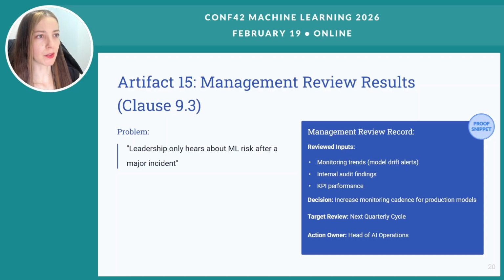Top management carries responsibility for ensuring the AIMS achieves its intended outcomes, which means understanding trends like drift incidents, recurring findings, or performance changes, and deciding what needs to adapt next. Management review results also feed directly into corrective actions and continual improvement.